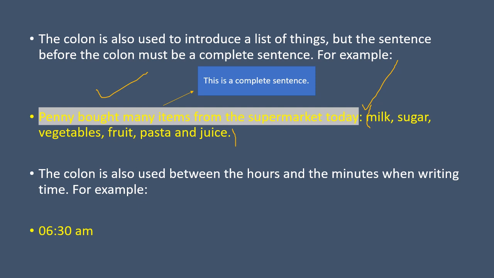The colon is also used between the hours and the minutes when writing the time. For example, 6:30 a.m. or whatever time you write. So between the hours and minutes, you have to use a colon.